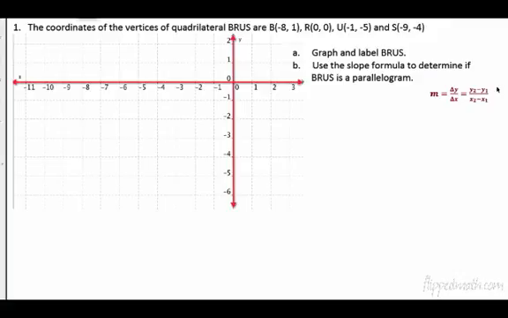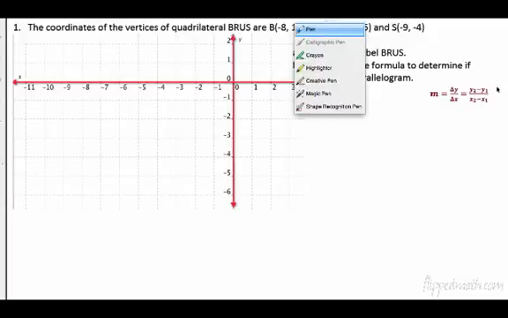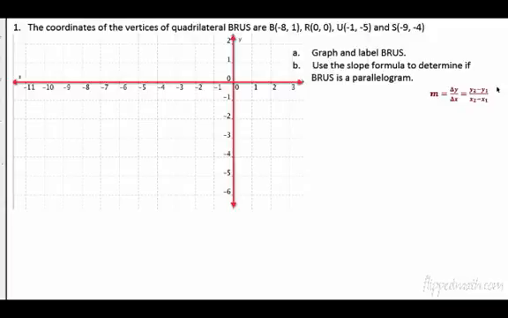All right. This problem is an application wonder. I love these coordinate proofs. Basically, you have to plot points and use the slope formula, distance formula, and all that kind of fancy stuff. All right, let's look at this. Part A, graph and label BRUS. Man, that's almost ugly. That's almost BRUS.